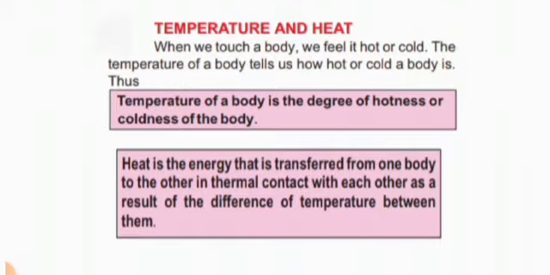The form of energy that is transferred from a hot body to a cold body is called heat. Thus, we can say that heat is energy that is transferred from one body to the other in thermal contact with each other as a result of the difference of temperature between them. Heat is therefore called the energy in transit. Once heat enters a body, it becomes its internal energy and no longer exists as heat energy.